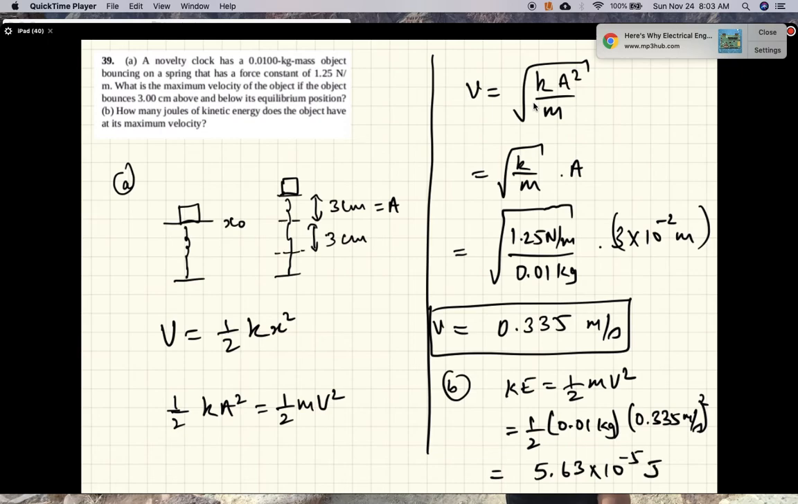Okay, let me verify that. 0.5 into, it's this works out to 10 to the minus 4 joules. Okay, so that finishes this problem.